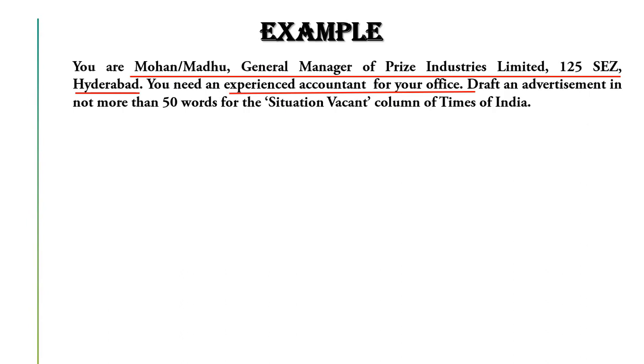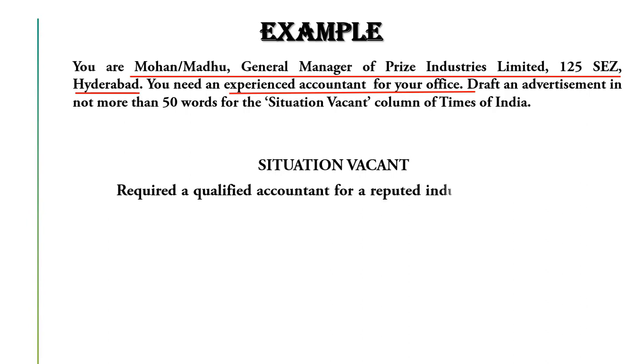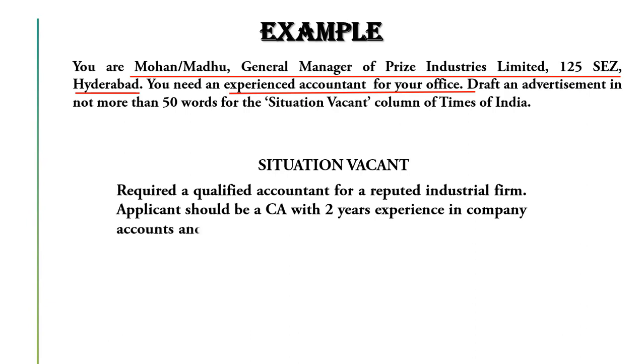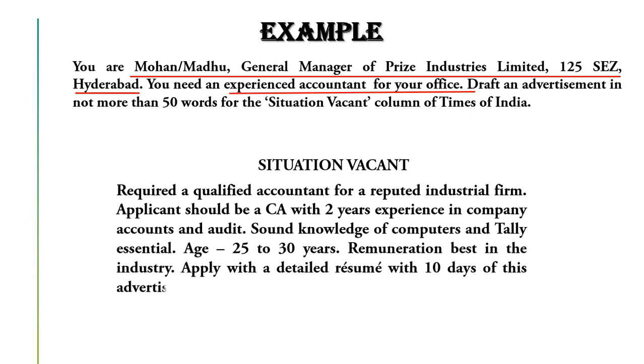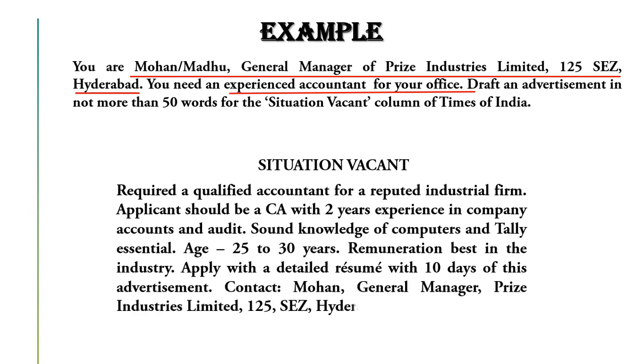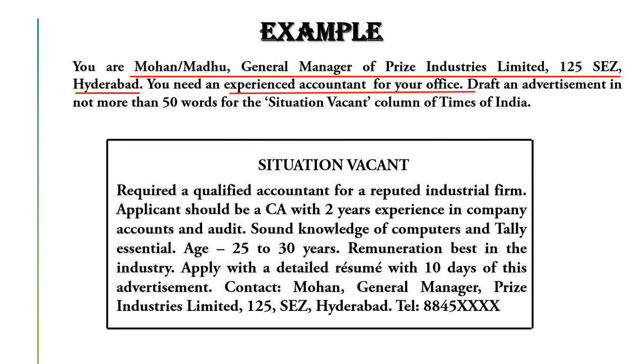Let's see how we draft. First of all, the heading. As always, bang in the center, situation vacant. If you want, you can underline it as well. Next, you start with required a qualified accountant for a reputed industrial firm. Applicant should be a CA with 2 years experience in company accounts and audit. Sound knowledge of computers and tally essential. Age 25 to 30 years. Remuneration best in the industry. Apply with the detailed resume within 10 days of this advertisement. Contact Mohan, General Manager, Price Industries Limited, 125 SEZ, Hyderabad, telephone number, and definitely the box.